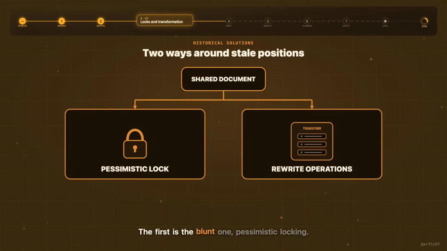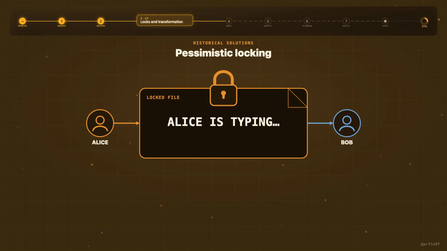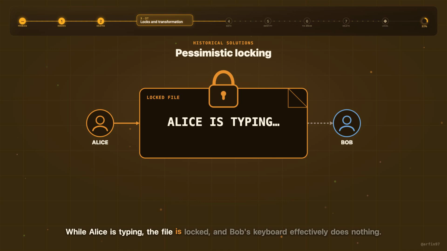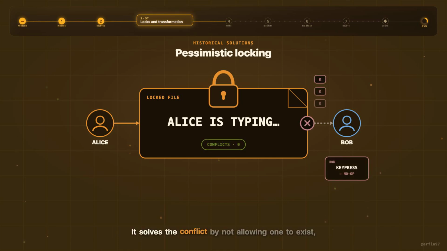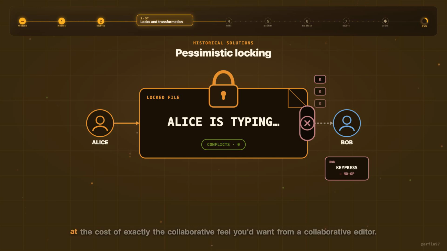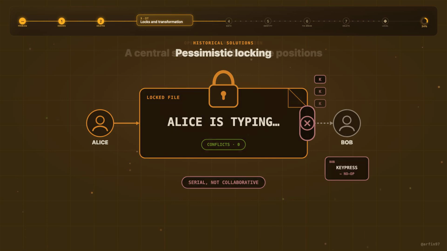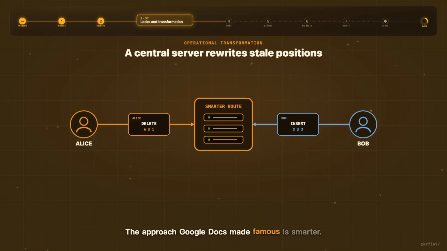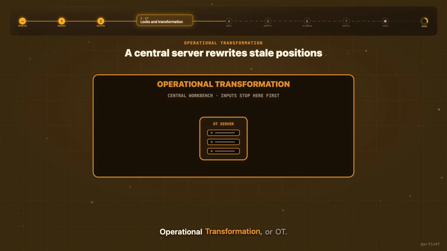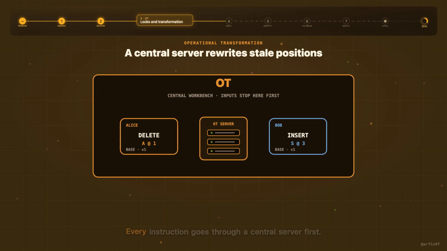The first is the blunt one, pessimistic locking. While Alice is typing, the file is locked, and Bob's keyboard effectively does nothing. It solves the conflict by not allowing one to exist, at the cost of exactly the collaborative feel you'd want from a collaborative editor. The approach Google Docs made famous is smarter. Operational transformation, or OT. Every instruction goes through a central server first.